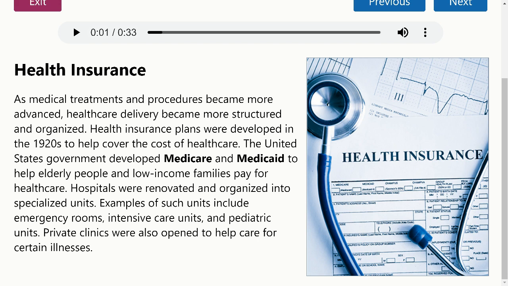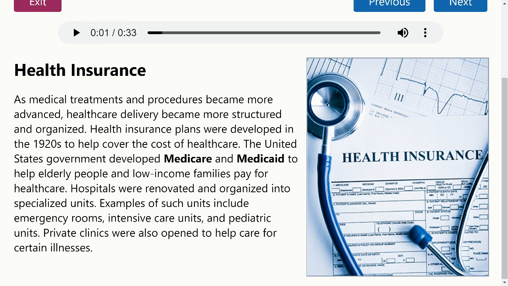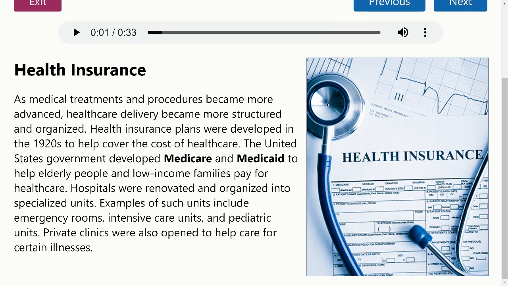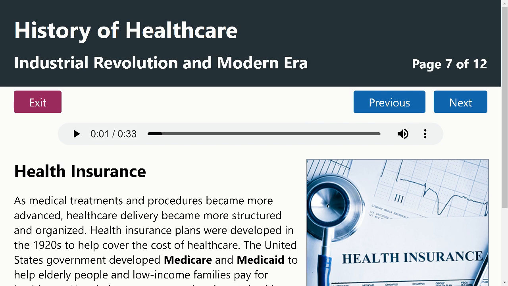And then private clinics were also opened to help care for certain illnesses. So you can go to an urgent care, so you don't have to go to the emergency room, because the wait times in the emergency room are out of this world at the moment, because of so many people going in for COVID. They don't have beds. The wait time is crazy. It's a mess right now.